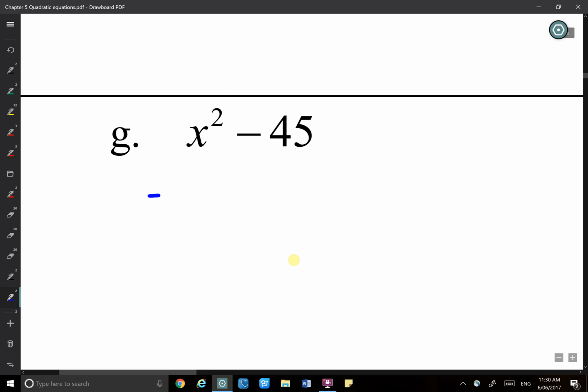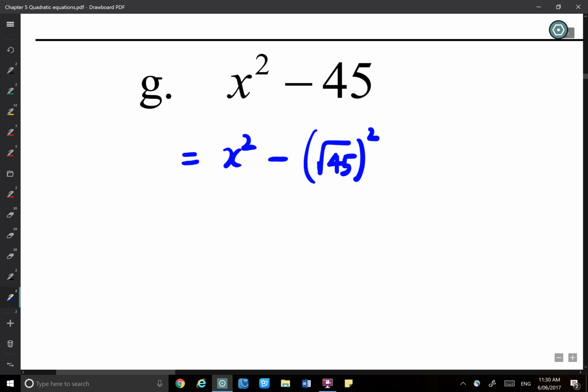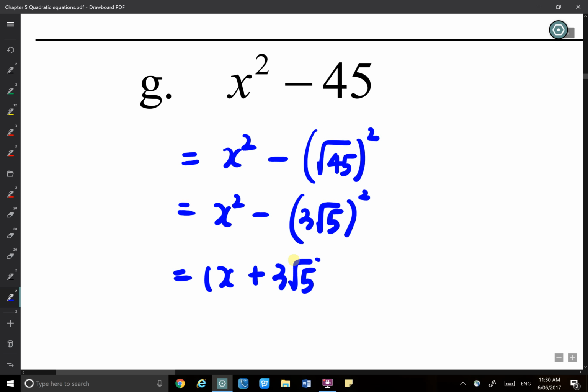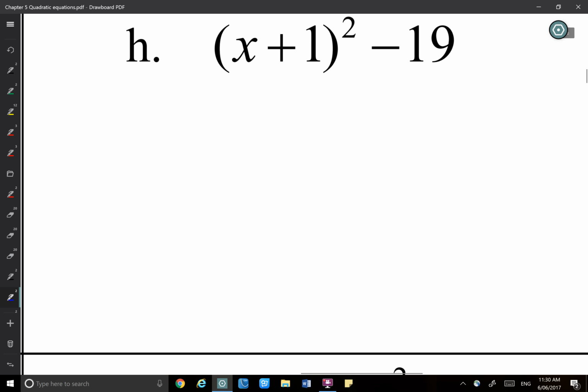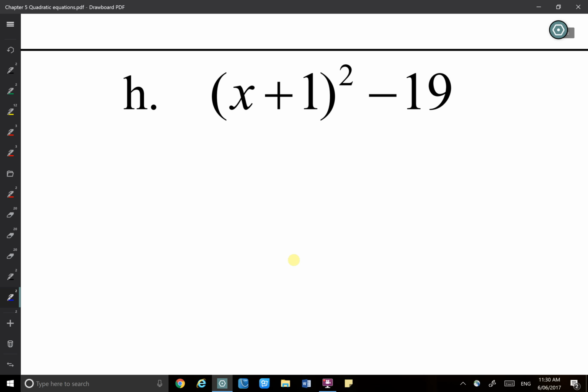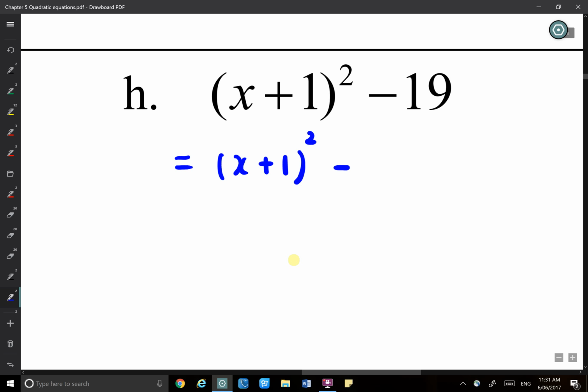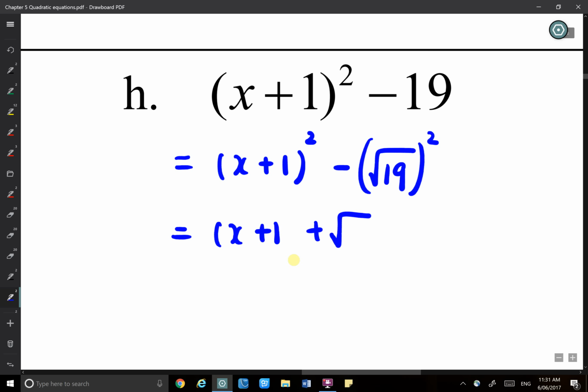x squared minus 45, that will be easy. x squared minus any constant will be square root 45 and then square it. Then I have created the a squared minus b squared form. And what is square root 45? That's 9 times 5, so 3 root 5, squared. Therefore, we have x plus 3 root 5, x minus 3 root 5. Okay, next one. Something squared minus a constant. Well, I can make it into x plus 1 squared minus square root 19 squared. That is x plus 1 plus square root 19, x plus 1 minus square root 19.